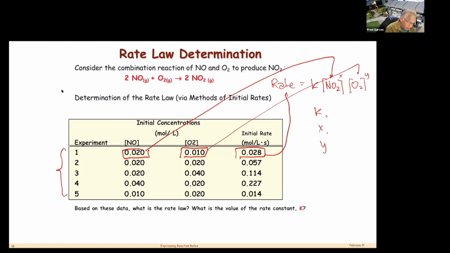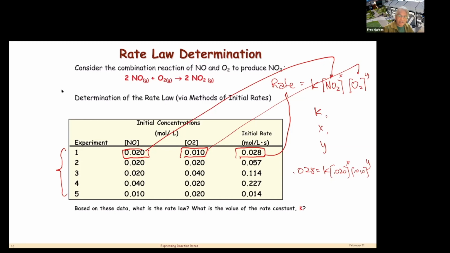So for the first reaction, we can say 0.028 is equal to K times 0.020 to the X, times 0.010 to the Y. Now, you can't solve that equation, because you have 3 unknowns and 1 equation. What you need is 3 equations to solve for the 3 unknowns. But there's a simpler way, and let me show you that.